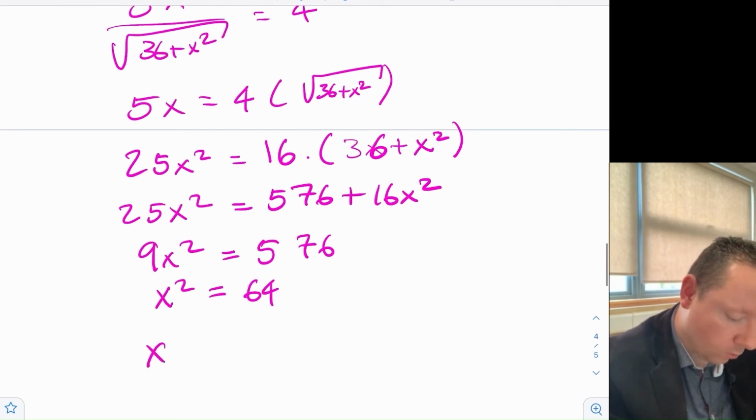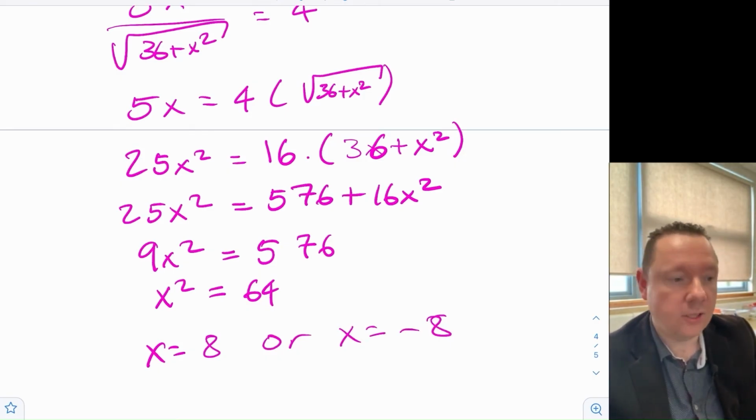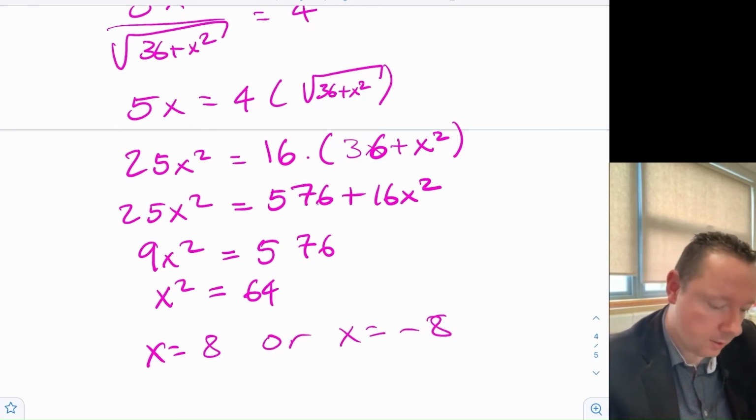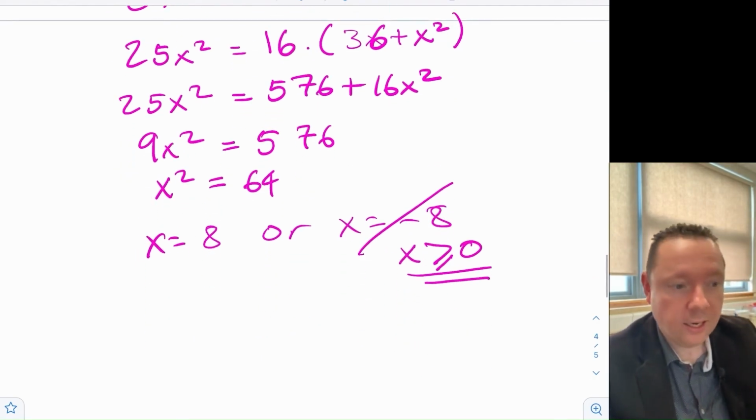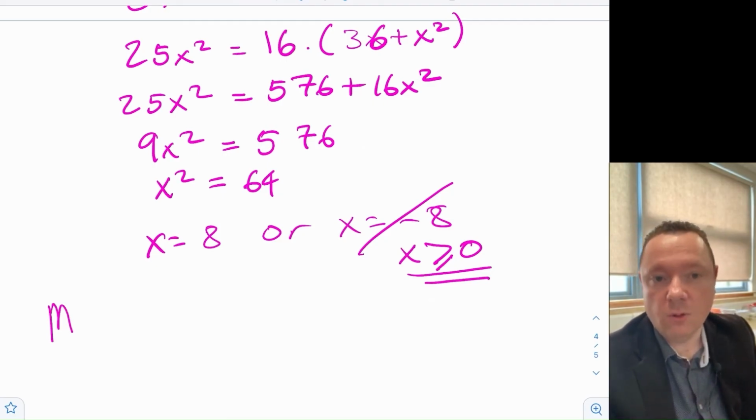So x equals 8 or x equals minus 8. But straight away, minus 8 is not valid because x has to be a positive number, x is greater than or equal to 0. So x equals 8 is our number. So the minimum time taken occurs when x equals 8. There's no need for a nature table for this one because we know it's going to be a minimum.